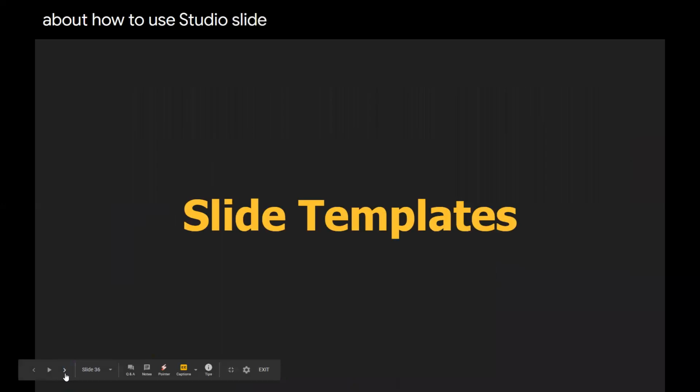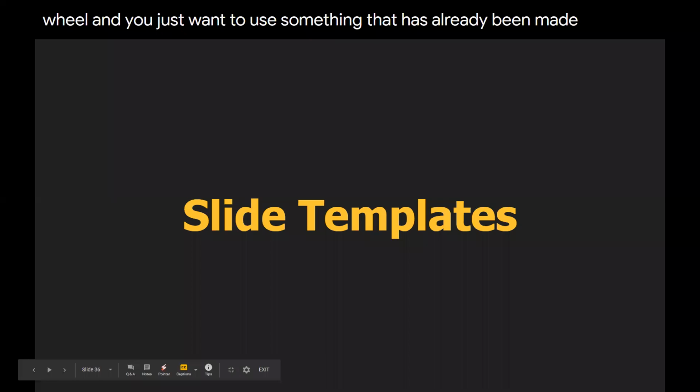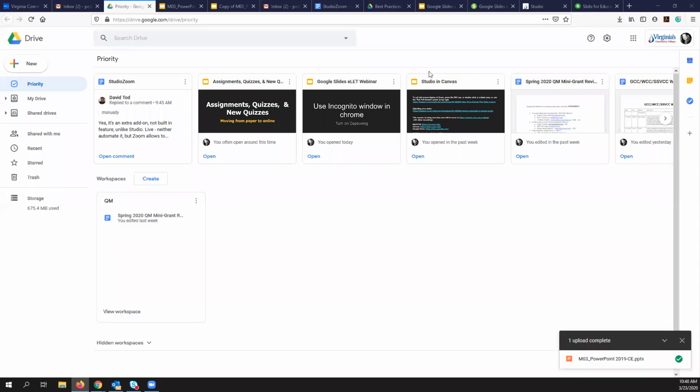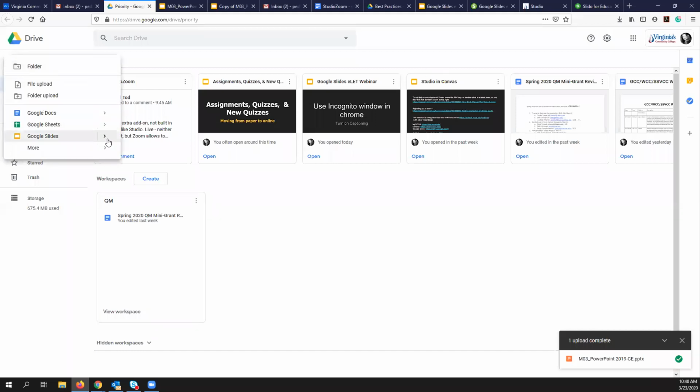Slide templates. If you don't want to recreate the wheel and you just want to use something that has already been made, you can use slide templates. I'm going to go back to my Google Drive, and I'm going to go over here and click on New. Now instead of clicking directly on Google Slides, I'm going to hover over until I get a little pop-out that says blank presentation or from a template.